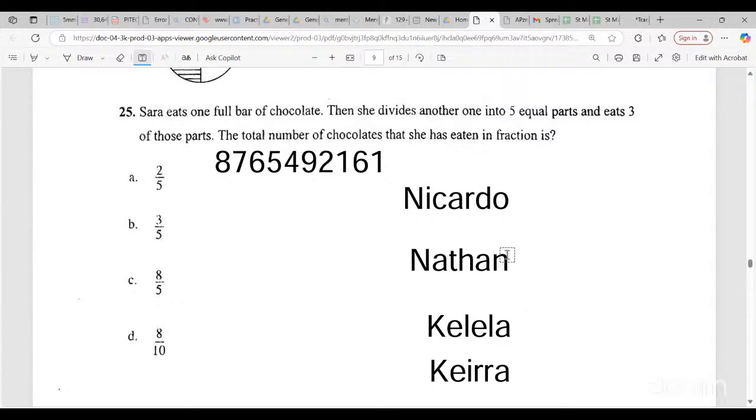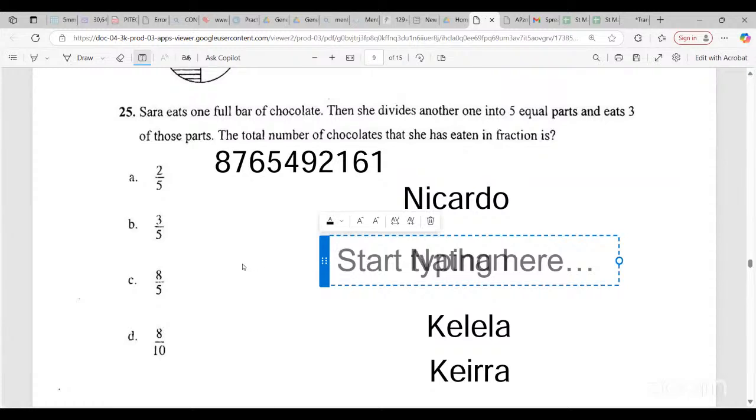So the 4 presenters, we're just going to take one after the other. I'm not going to give my input. After Nicardo, Nathan just chips in, then Kelila, and then Kira, one after the other. And then I'll put it out and see if everybody agrees or disagrees. All right? Okay, sir. We're going to start with Nicardo. Go ahead, Nicardo.